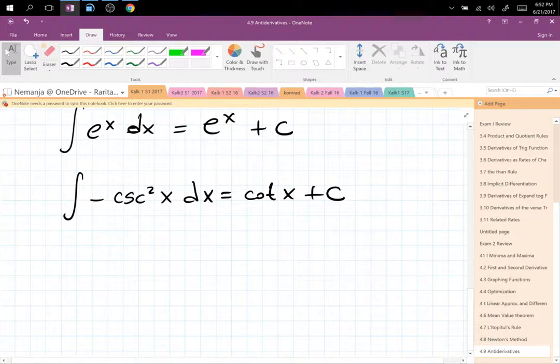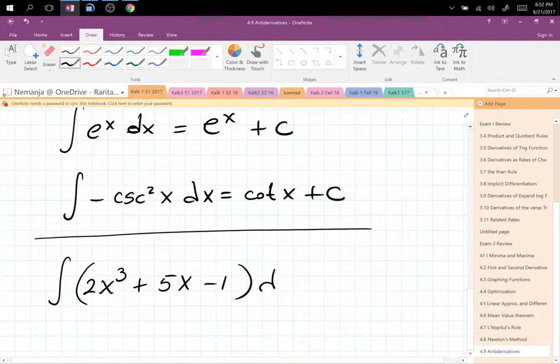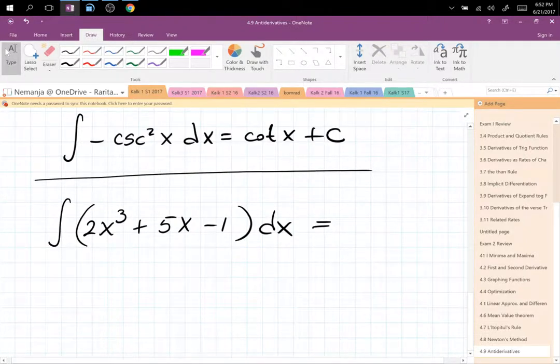So, how do you deal with integral of 2x cubed plus 5x minus 1? And you have to put in parentheses, everything in parentheses. So 2 is a constant. You will copy 2. And what is your integral of x cubed?